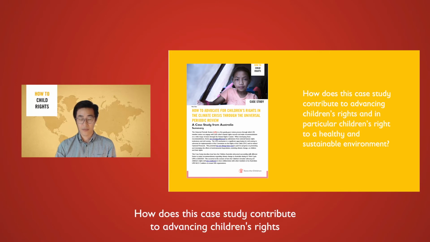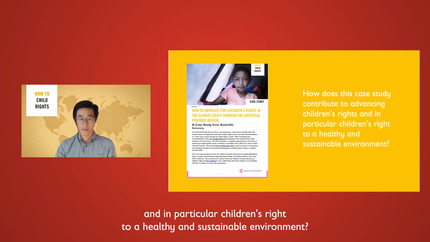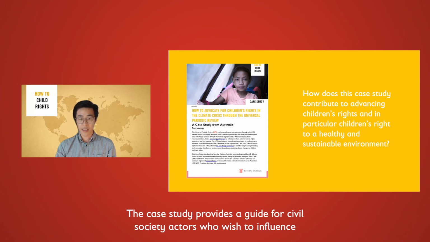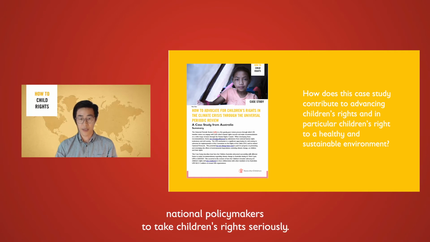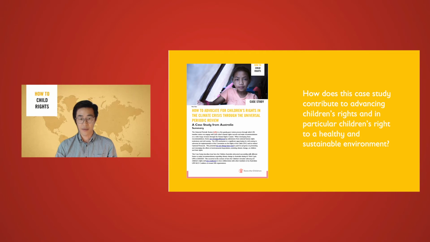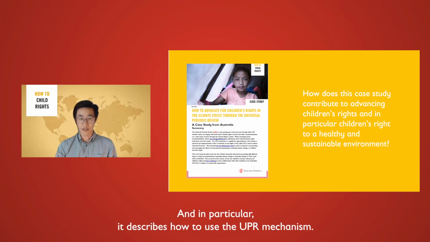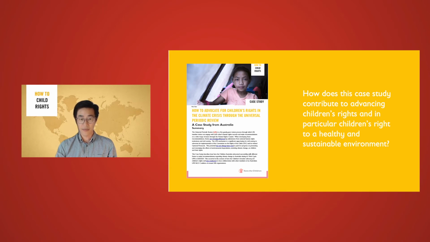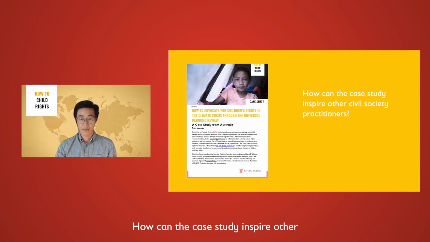How does this case study contribute to advancing children's rights, and in particular children's right to a healthy and sustainable environment? The case study provides a guide for civil society actors who wish to influence national policymakers to take children's rights seriously, including by acting on climate change and listening to children. And in particular, it describes how to use the UPR mechanism, going into practical detail about steps to follow and tips along the way.